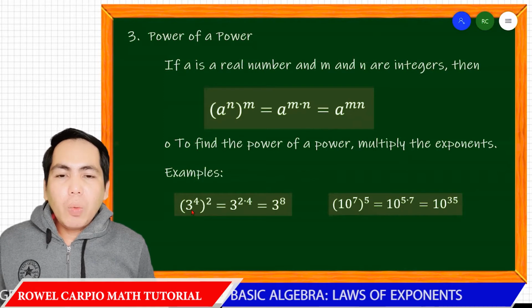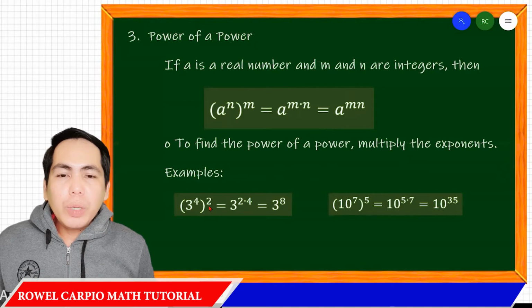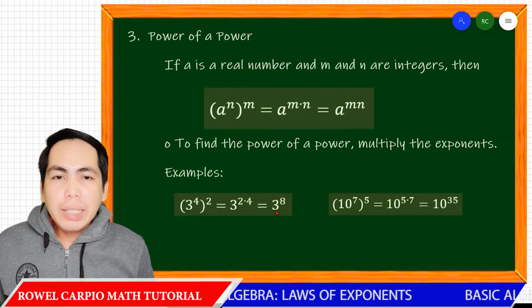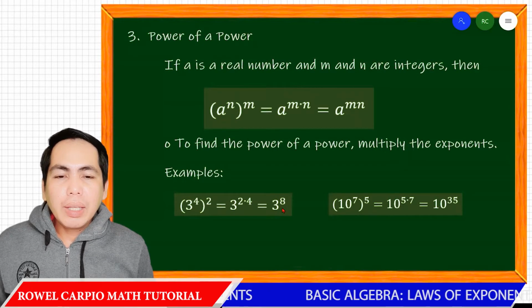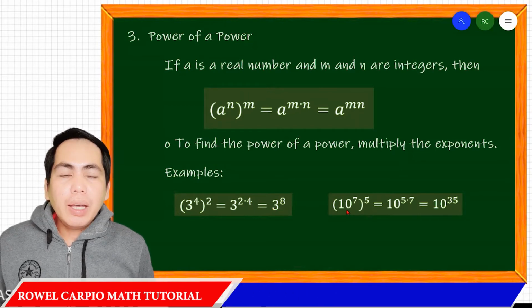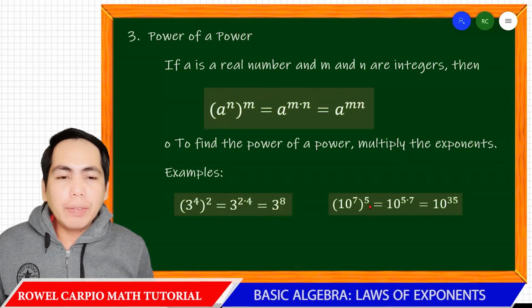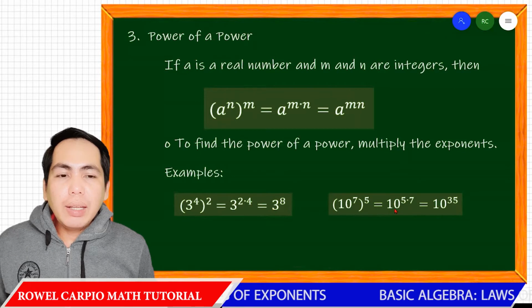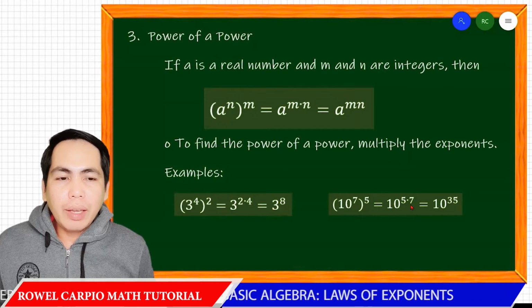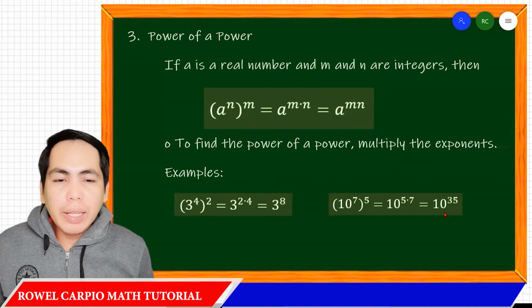We have here the quantity of 3 raised to the power of 4 raised to the power of 2. So we just simply multiply 2 times 4 to give us 3 raised to the power of 8, since 2 times 4 is 8. Example number 2. We have here the quantity of 10 raised to the power of 7 raised to the power of 5. That is equivalent to 10 raised to the power of 5 times 7, and 5 times 7 is 35. That's why our final answer is 10 raised to the power of 35.